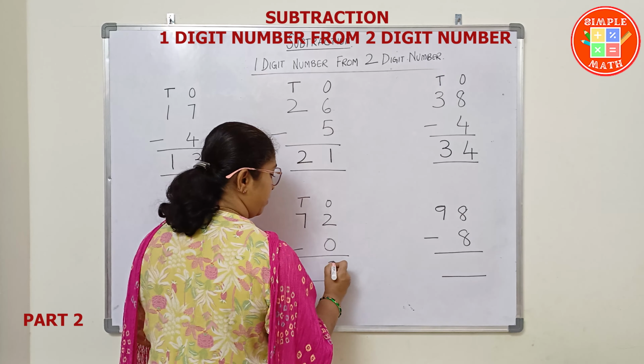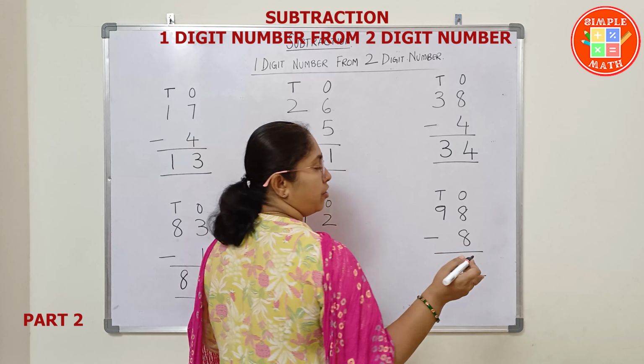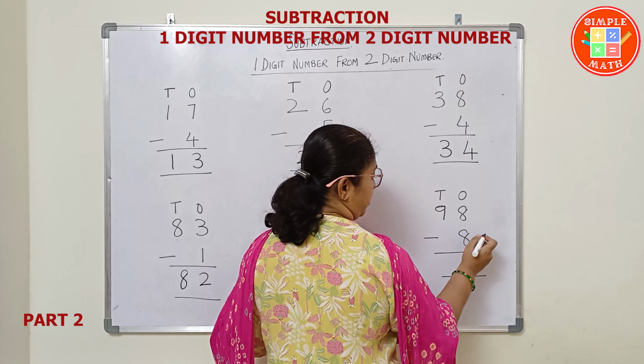Then next, mark the ones column and tens column, and start subtraction from the ones column. When you subtract any number from itself, you get 0. What do you get? 0. Now coming to the tens column, 9. There is nothing to be subtracted. Bring down the number 9. 9, 0, 90. 98 minus 8 is 90.